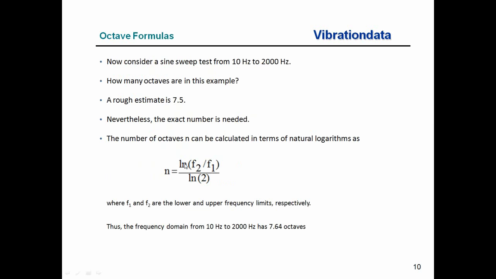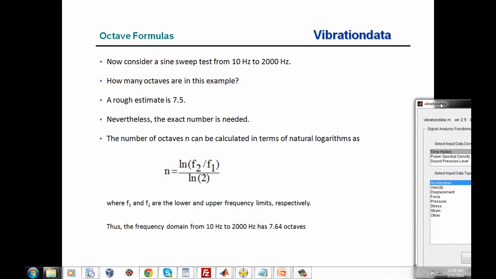So here we have, these are going to be natural logarithm terms. If we take our upper frequency, 2000 Hertz, divide by our lower frequency, 10 Hertz, take that ratio, take the natural logarithm, divide by the natural logarithm of 2, that's our number of octaves. So it turns out the frequency domain from 10 to 2000 Hertz has 7.64 octaves per this formula.